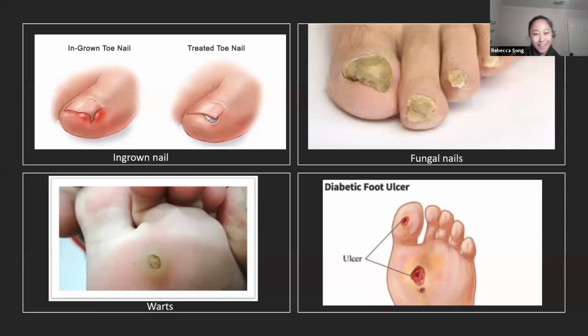So if you don't get anything from this talk today, the main thing would be to use thongs in communal areas such as swimming pools and communal showers, because you don't want to pick up these kind of viruses. They take a long time to heal.